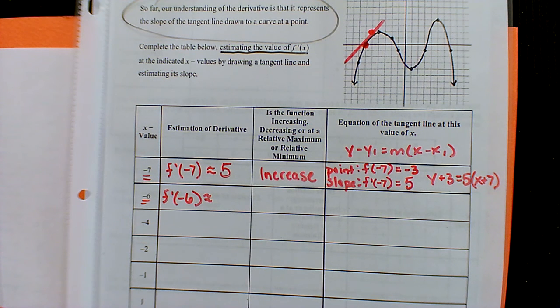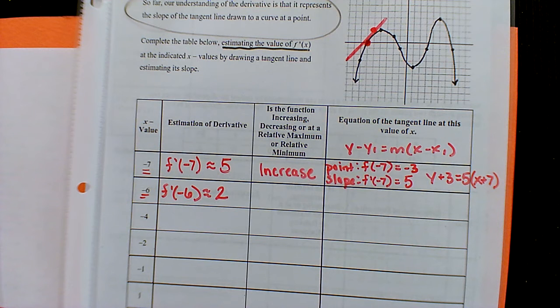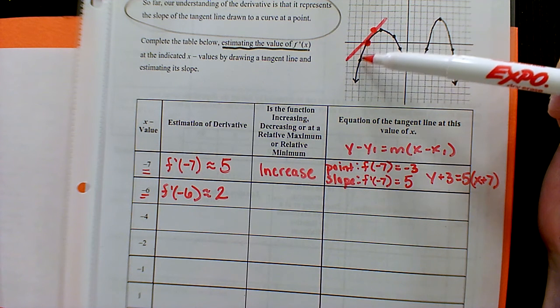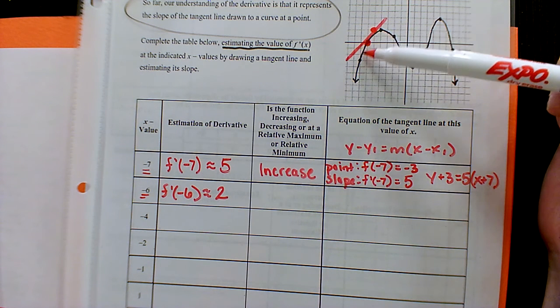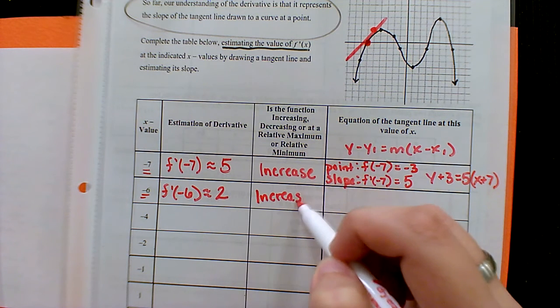Remember, this is just an estimate, roughly 2, I'd say. If you were tracing this graph and you were to reach this spot, notice how your pen or pencil would be going up. So we are increasing at that location.